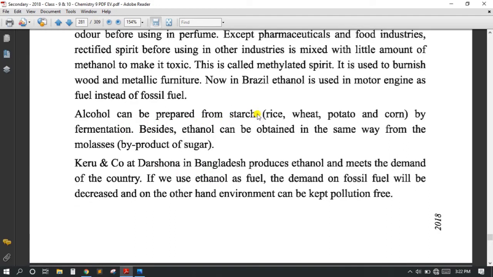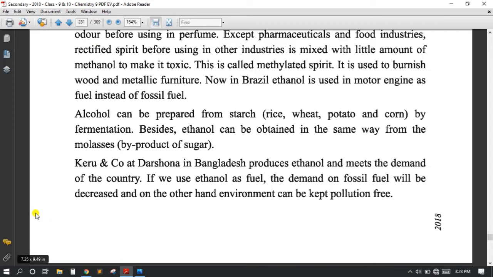Alcohol can be prepared from starches like rice, wheat, potato and corn by the fermentation process. Besides, ethanol can be obtained in the same way from molasses, a by-product of sugar. So we can produce alcohol from sugar. This alcohol can be used for different purposes. Keru and Company at Darshana in Bangladesh produces ethanol and meets the demand of the country. So this institution supplies alcohol, that means drinkable alcohol, that means ethanol, in our country.